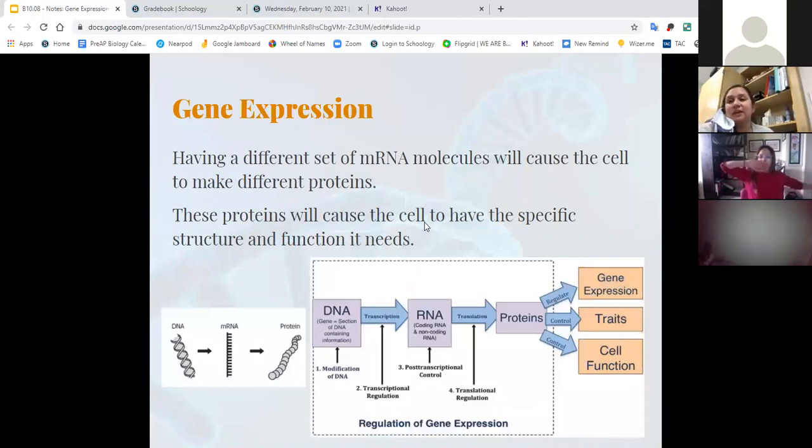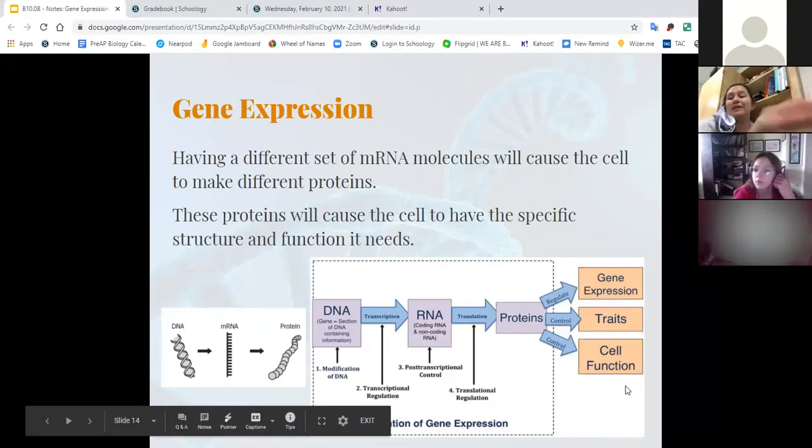Having a different set of mRNA molecules is going to cause the cell to make those different proteins. Remember, like I said, mRNA doesn't code for the whole strand. It just takes a part of the DNA. So that mRNA is only going to code for that part of the DNA. And that's going to regulate gene expression. It's going to control what traits are shown, and it's going to control what the cell actually does. So mRNA plays a big role in that.